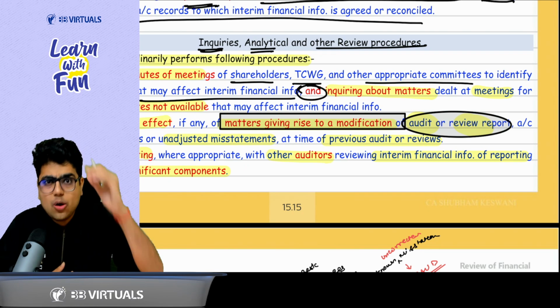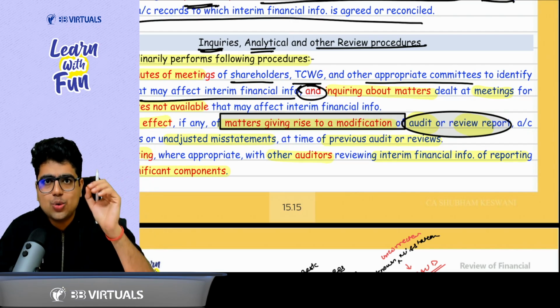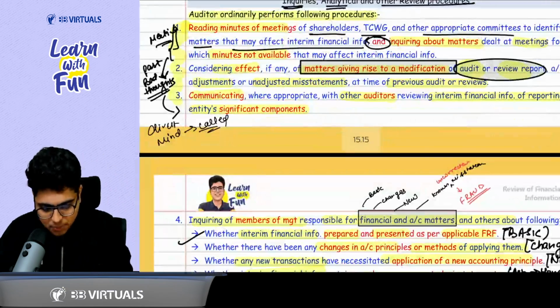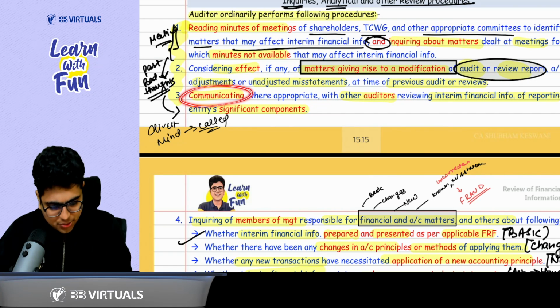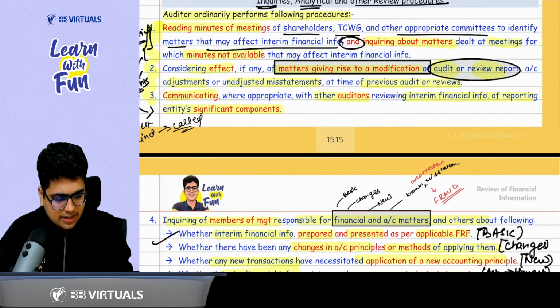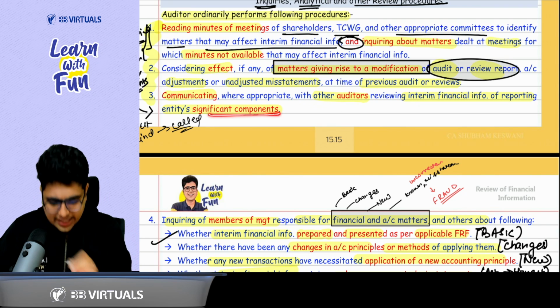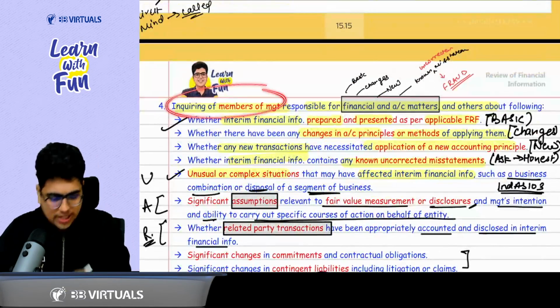Now, to divert his mind, what did he do? He made a call to the component auditor, that is, communicating with the other auditors for reviewing the interim financial information of significant components. Clear? Clear, sir. After this, he made the inquiry with the management.